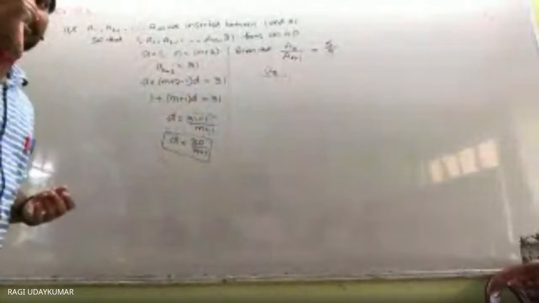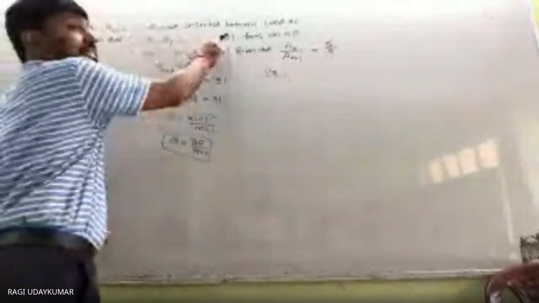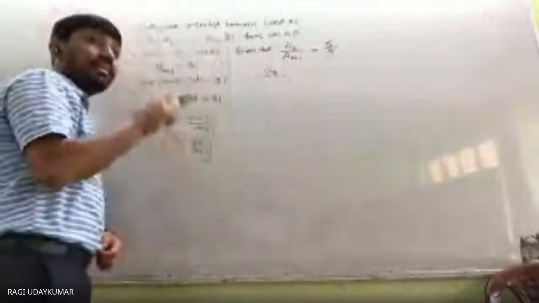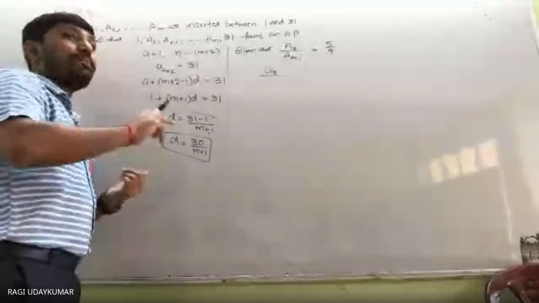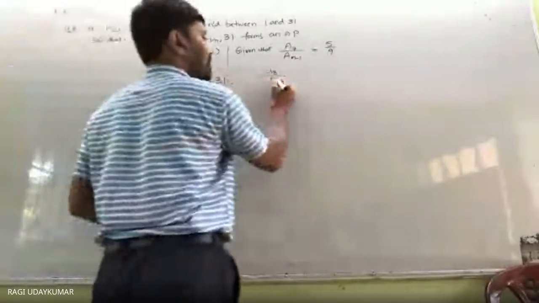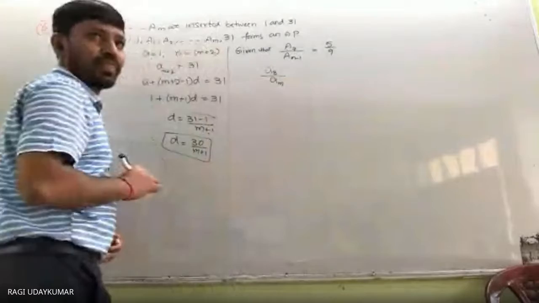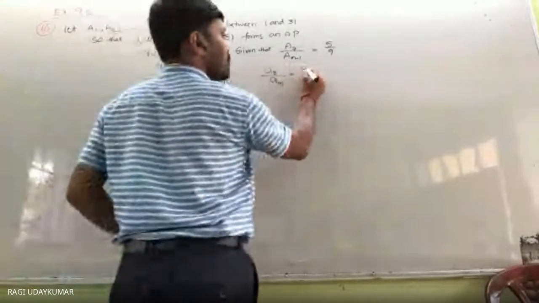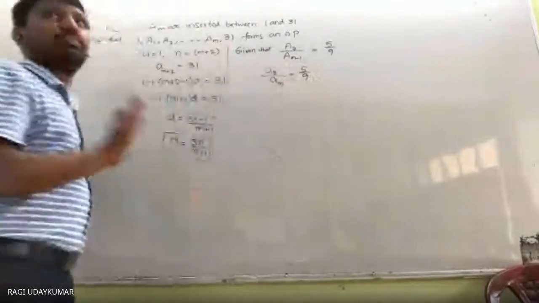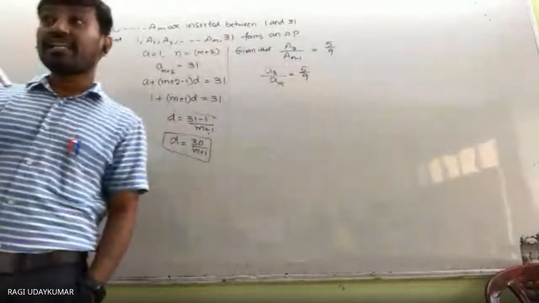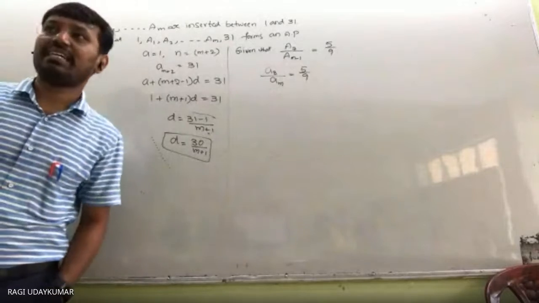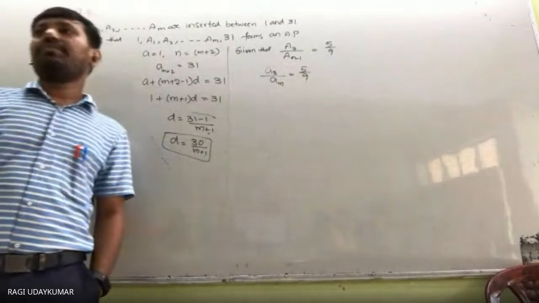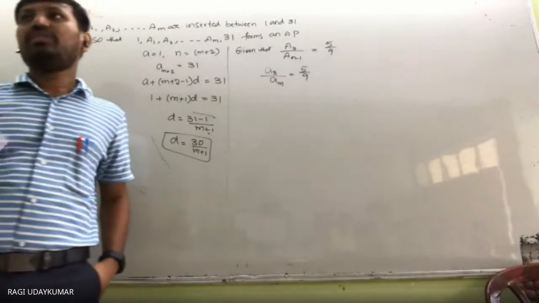Is it clear to you? Numbers are given. What numbers are we inserting? Among those numbers, the 7th number and the (m minus 1)th number. So the (m minus 1)th number becomes the mth term. This ratio is equal to 5 by 9. Here it is not terms, numbers are given. What numbers are we inserting? And usually the confusion will be here only in this problem.